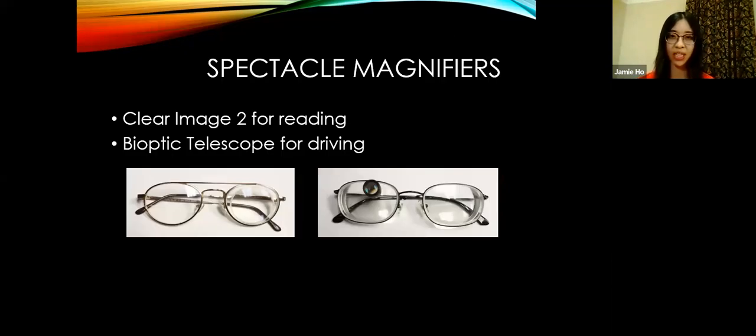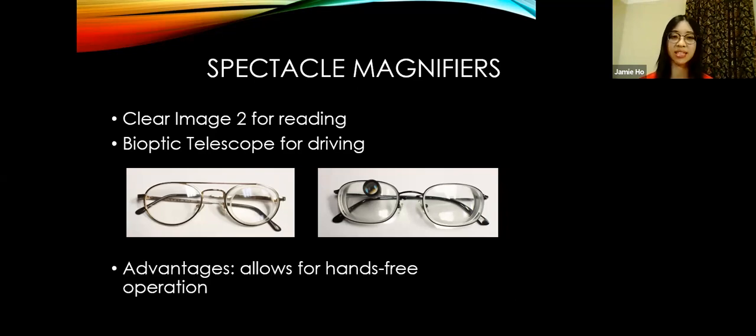All right, and we have spectacle magnifiers. This on the left here is Clear Image 2. This is actually a double fused glass. Remember I talked a lot about distortion optics, so generally the higher the magnification, the more distortion we get. It is a little on the heavy side, but the advantage for both of these is that it allows for hands-free operation. So if you have a patient who wants to sit there and doesn't mind holding the material really close, this would be a good option. The object on the other side is actually a bioptic telescope, which can be used for driving.